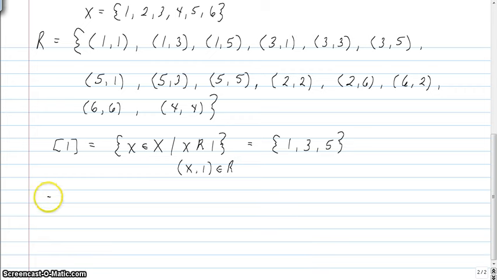We can do the same thing for the equivalence class of 2, now that we know what it means: anything that's related to 2. So 2 is related to 2. 6 is related to 2. So its equivalence class consists of just 2 and 6.